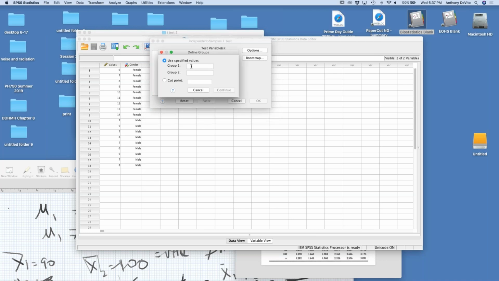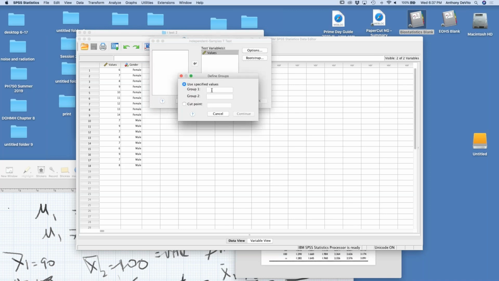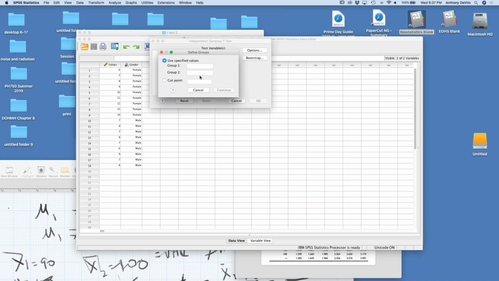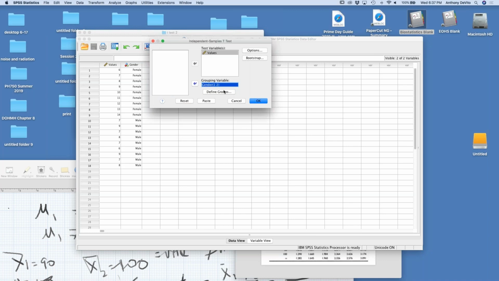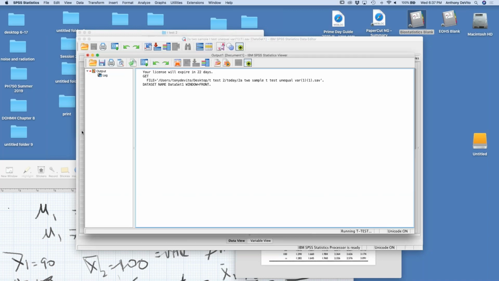This could be 1 and 0, and 1 on occasion, and so on. Okay, it's giving me a hard time here. Let me try this again. 1 and 2. Okay, it could be 0 and 1. It depends on your particular situation. And I'm going to click OK. It depends on how you're coded.